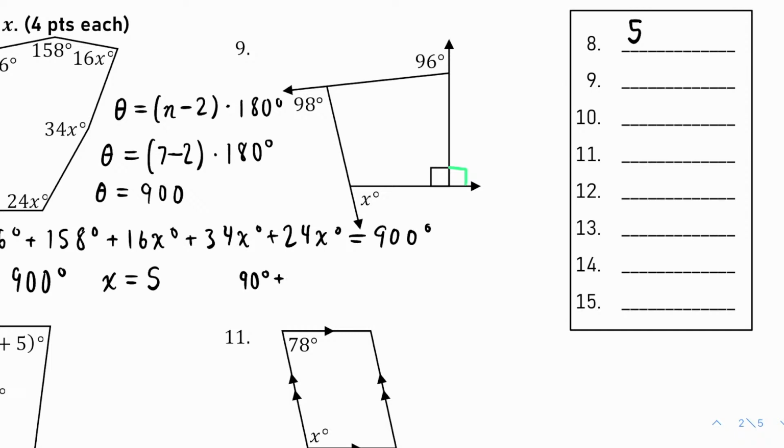So 90 plus 96 plus 98 plus X equals 360. 90 plus 96 plus 98 is 284. So it's 284 plus X equals 360. And if I subtract 284 from both sides, X is 76.